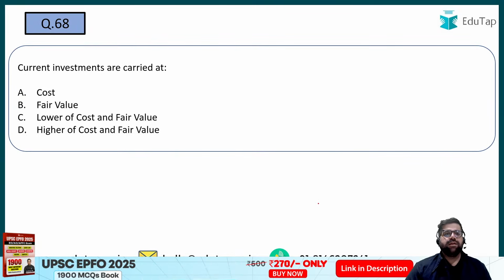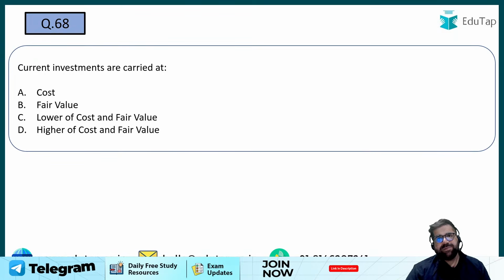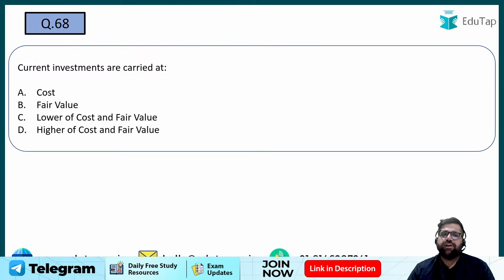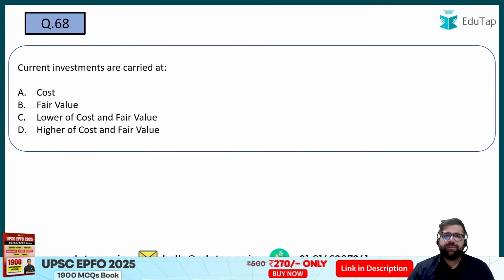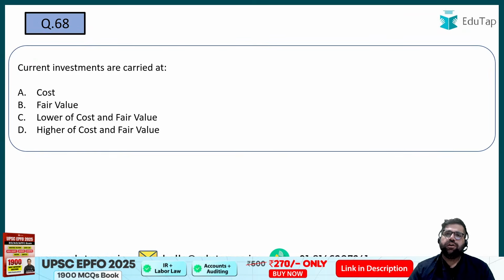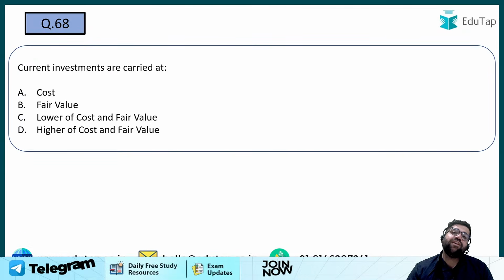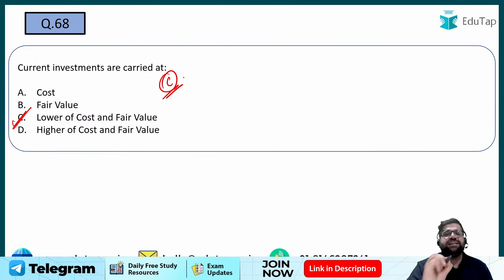Good. चलिए, question number 68. Current investments are carried out at what? If you have to record current investments in your books, then you will be recording current investments at what? Cost, fair value, lower of cost and fair value, or higher of cost and fair value. As per the principle of prudence, we will not take any kind of higher value, or any kind of higher of cost or fair value. Therefore, we will only take lower of cost and fair value. So your answer will be option number C.